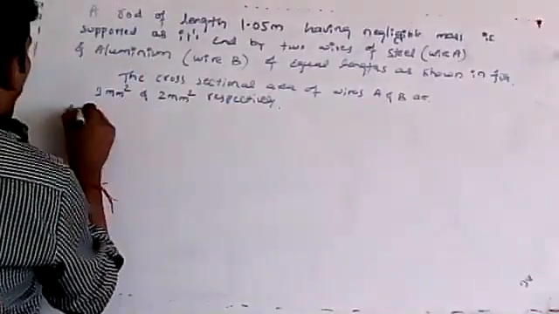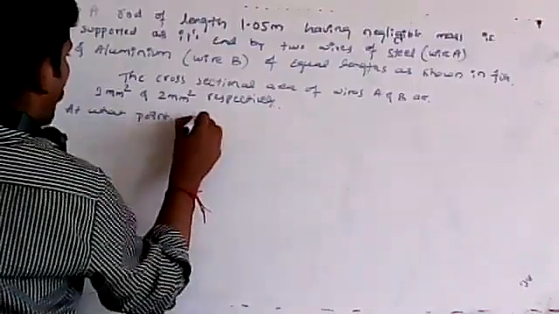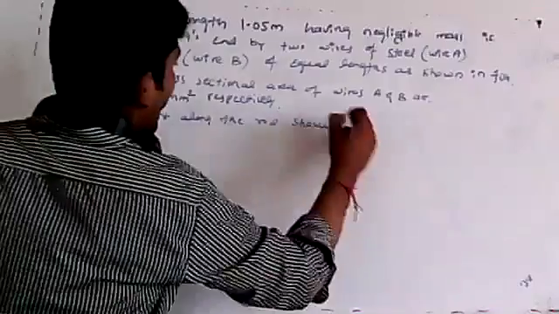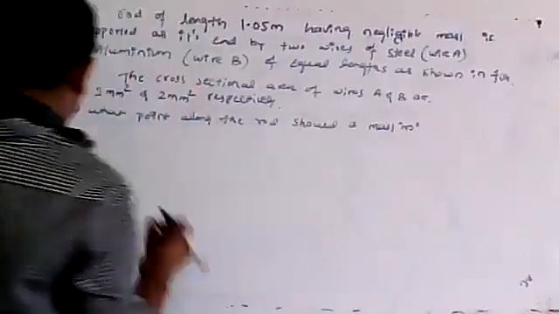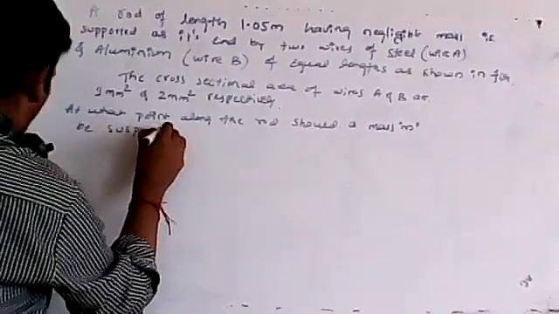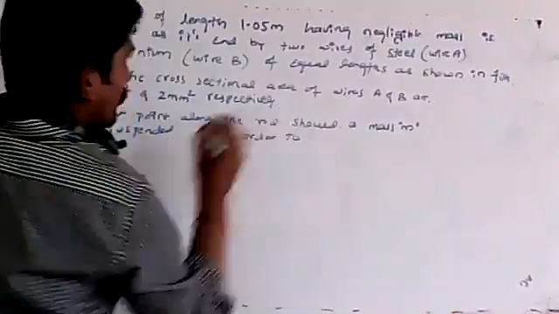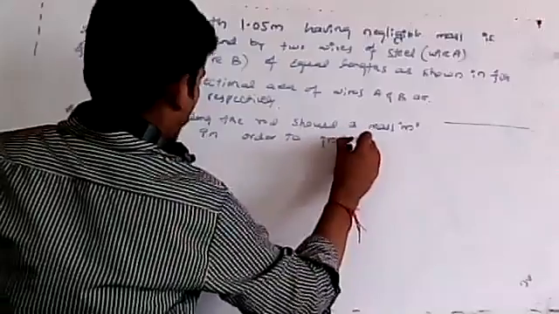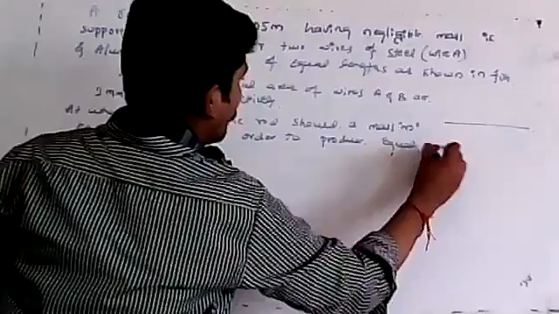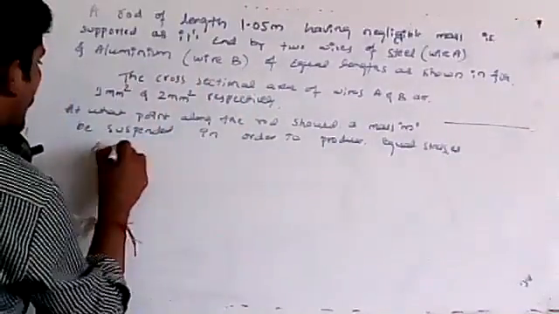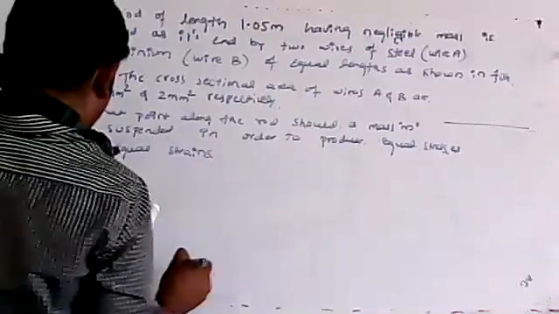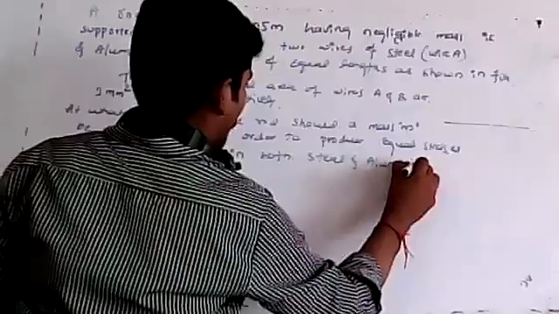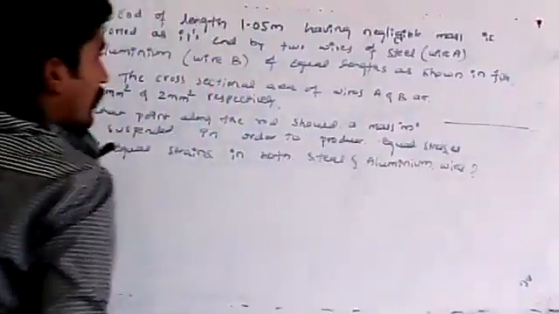At what point along the rod should a mass M be suspended in order to produce equal stress and equal strain in both steel and aluminum wires? This is a 5 mark problem, remember. So this is the problem.